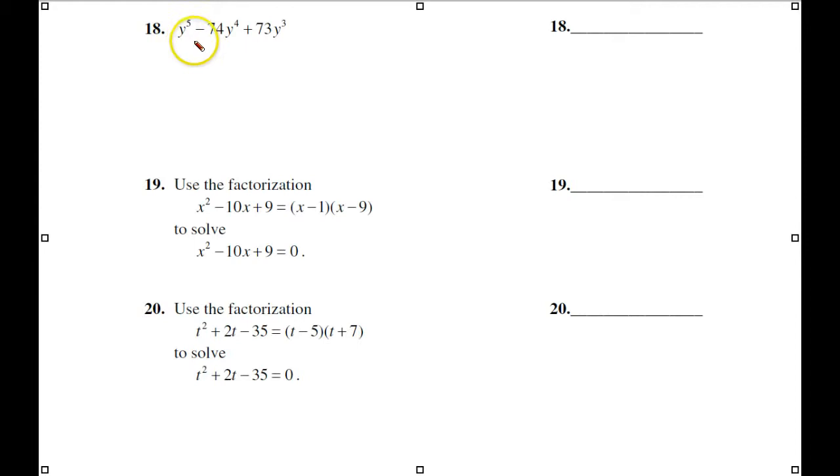Now, again, I'm trying to show you pretty much every one. Is it in standard form? Yes. Is there a common factor? Yes. I can take out y to the third from each term. That leaves me with y to the second minus 74y plus 73. And I can see right away this is going to be 73 times 1 that will add up to this. So let's just do it.